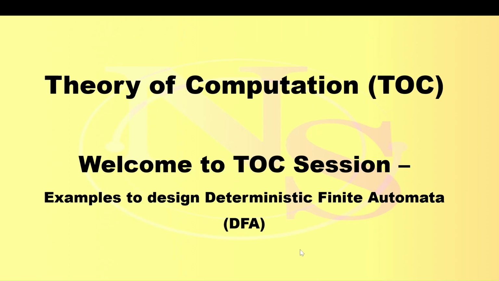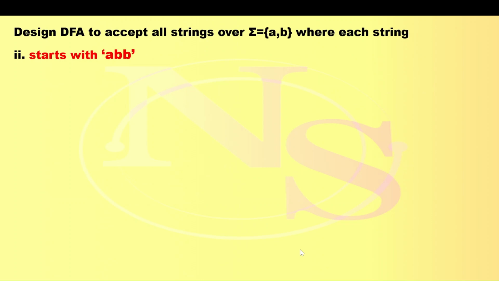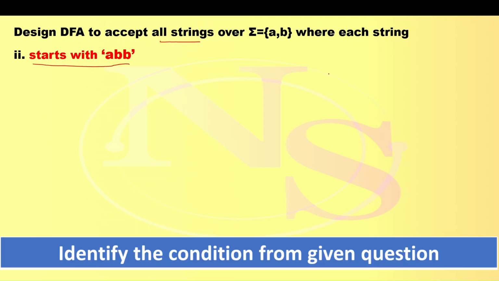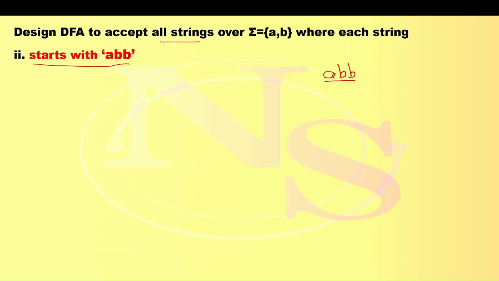Hi everyone, let's continue with a few more examples on designing of DFA. The question is: design a DFA to accept all strings where the string starts with ABB. First, identify the condition. The required string should start with ABB. Once it starts with ABB, after that any symbol can come at any time, or it may not come.